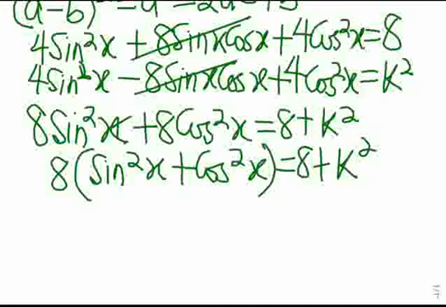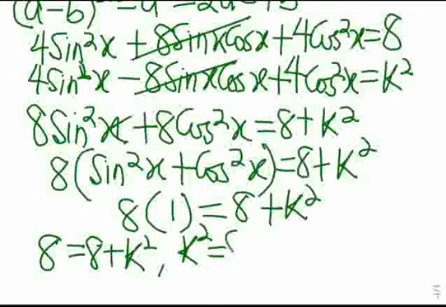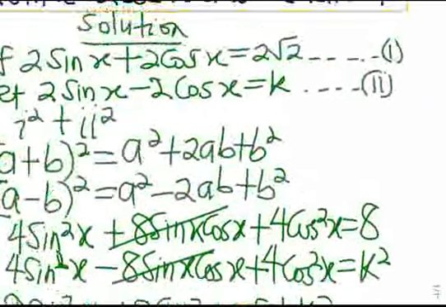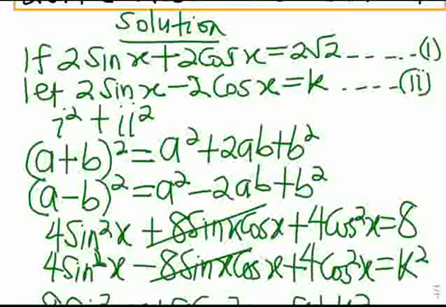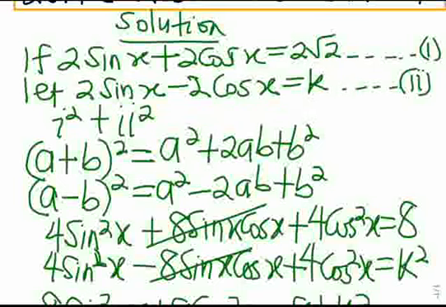Now remember the Pythagorean identity, that sin square x plus cos square x is what? 1. So we're multiplying 8 by 1 equals 8 plus k square. So 8 is equal to 8 plus k square. And then k square is 8 minus 8. That gives 0. The value for k is square root of 0, which is still 0. So the value for k is equal to 0. That implies that what we were asked to find in the question is equal to 0. The 2 sin x minus 2 cos x we were asked to find, the answer to that is 0.